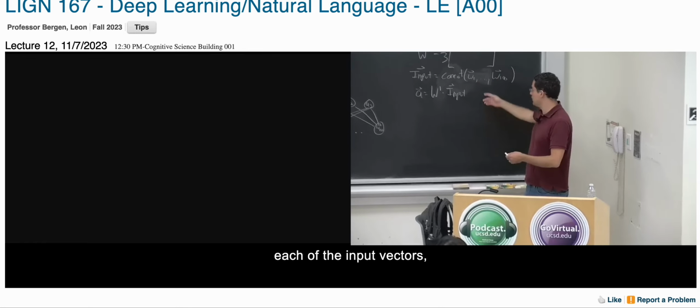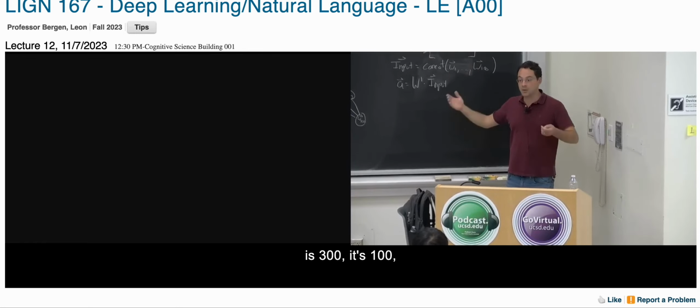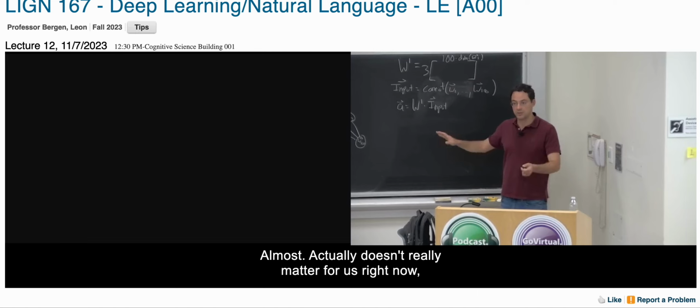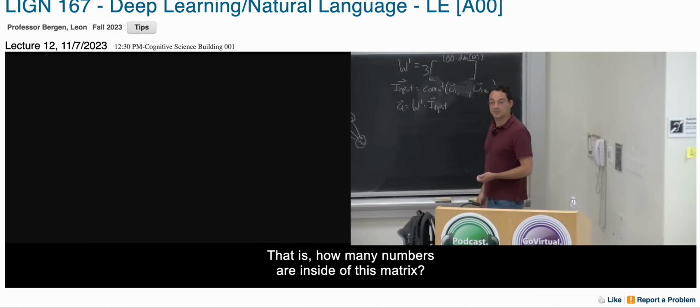So we have each of the input vectors. Let's say this is W1, maybe it's 100, maybe it's 300, maybe it's 1. It almost doesn't really matter for us right now. It's some number, and then we have to multiply that by 100. So how large is this matrix here? That is, how many numbers are inside of this matrix? Right, so it's going to be 3 times 100 times the dimensionality.